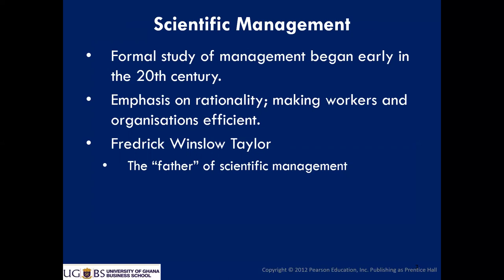So now let's quickly look at the various examples under some of the categories. So if we take scientific management, it is part of the classical approach to management, right? So here there was a formal study of management, and this began in the 20th century. Then people now started studying management. So all along, as we spoke about Adam Smith, and we spoke about the ancient examples of Egypt and China, management was not being studied as a course, as a program, right? But in the 20th century, people started studying management because we have to make clear sense of how we work, right? So emphasis was on rationality, right? Making workers and organizations efficient, okay?